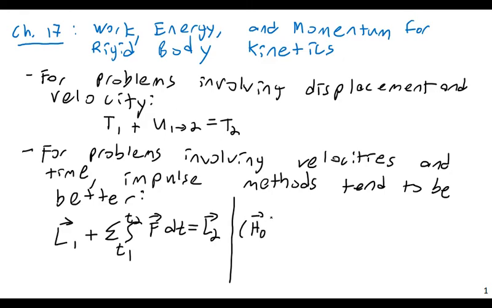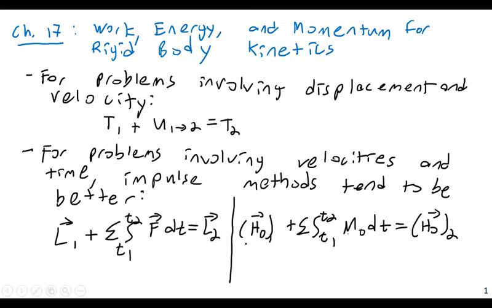And then for rotational systems, I can say the angular momentum H_O1 plus the summation of the integrals of the moments from t1 to t2 of moments about some axis will be equal to the final angular momentum. So again, this looks very scary, but really this is just the initial angular momentum plus the integral of the moment with respect to time yielding the final angular momentum. And often these can be combined in various problems, especially things like eccentric impacts.